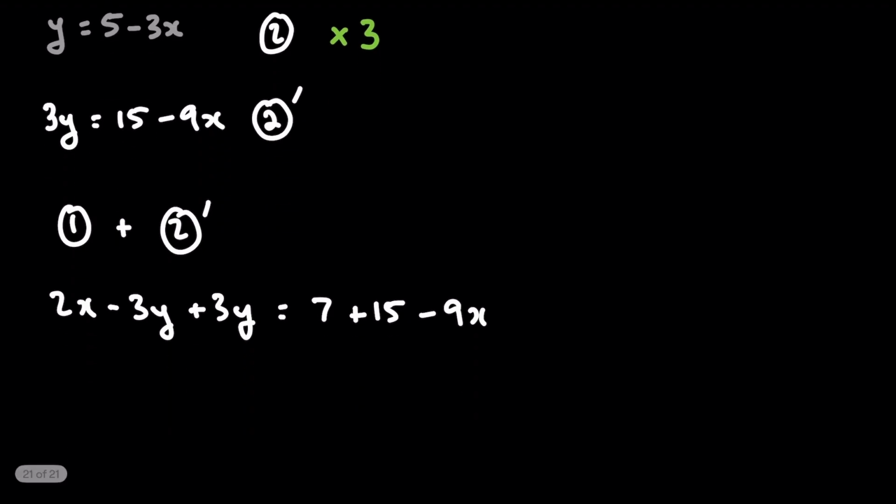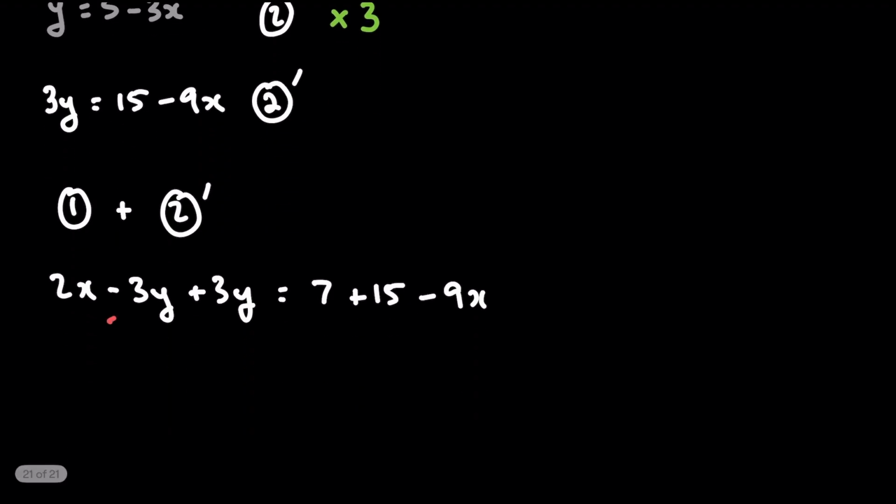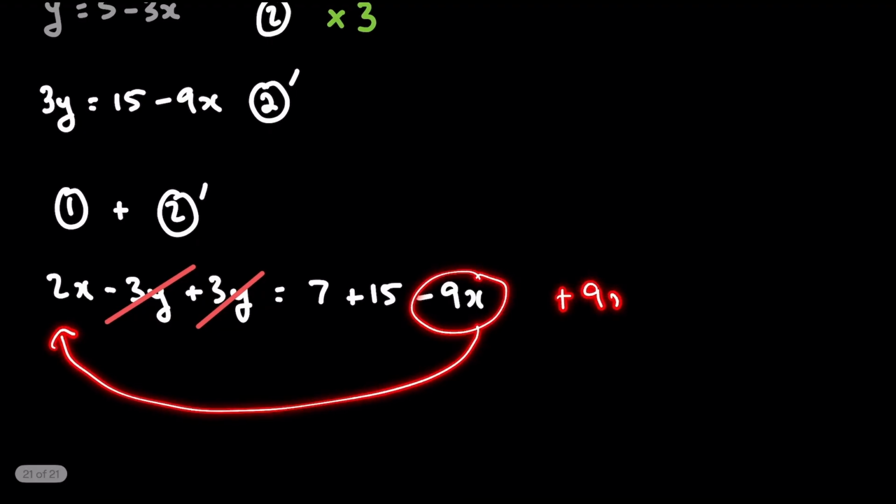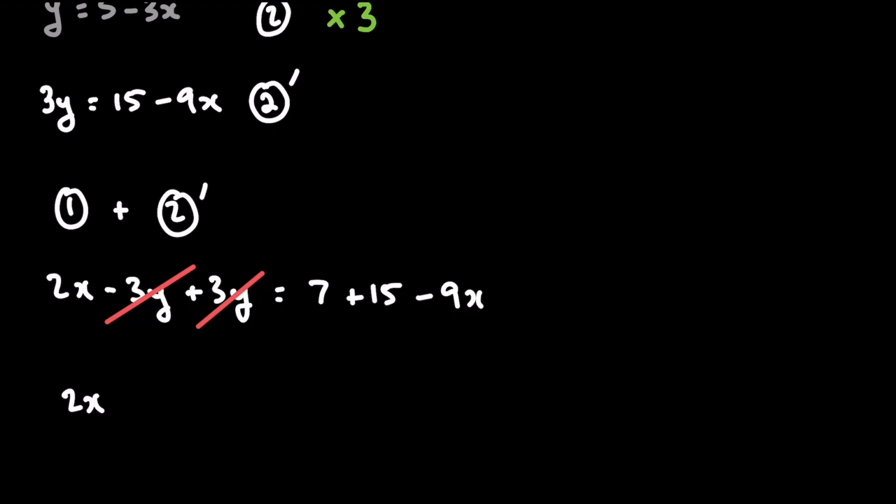And now if I were to simplify this out, I can see I have eliminated my y because it no longer exists. I'm just left with x. And if I move this minus 9x to the other side by doing plus 9x, I have 2x plus 9x, and 2x plus 9x is 11x. And that simply equals 7 plus 15, and 7 plus 15 is 22. And that means x equals 2.